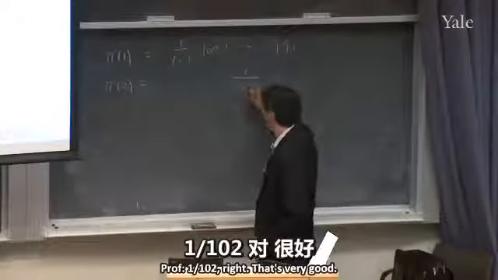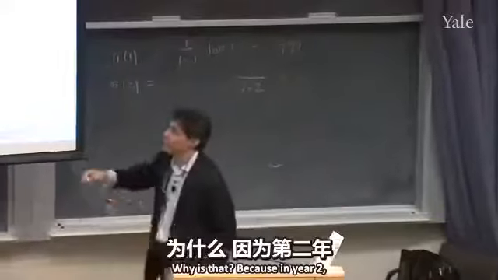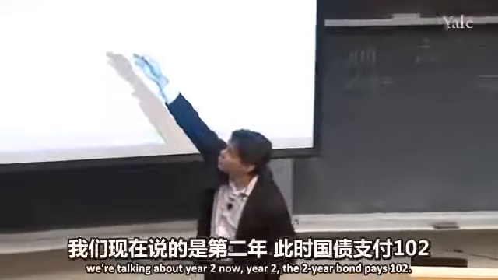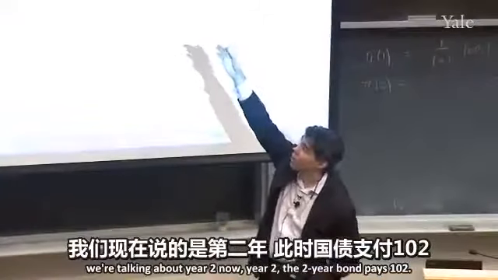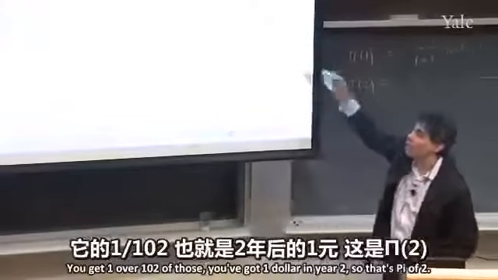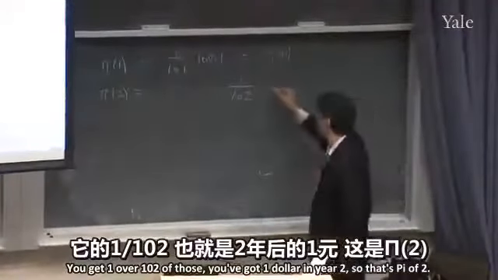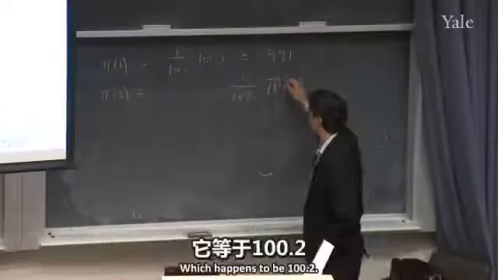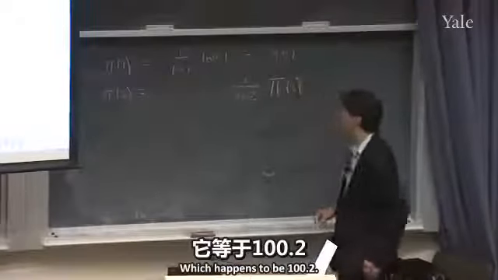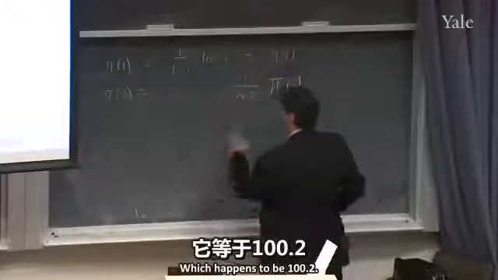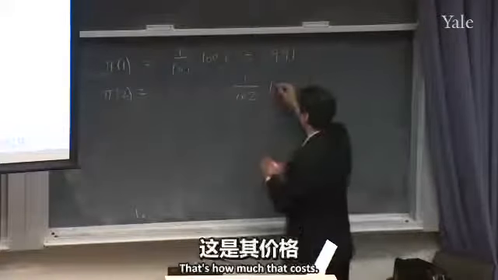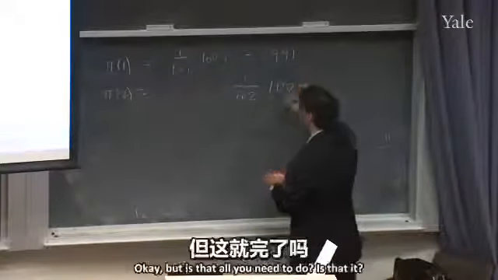1/102nd. That's right. That's very good. Why is that? Because we're talking about year 2 now, and in year 2 the 2-year bond pays 102. If you get 1/102 of those, you've got $1 in year 2. So that's pi of 2, which happens to be 100.2. That's how much that costs.